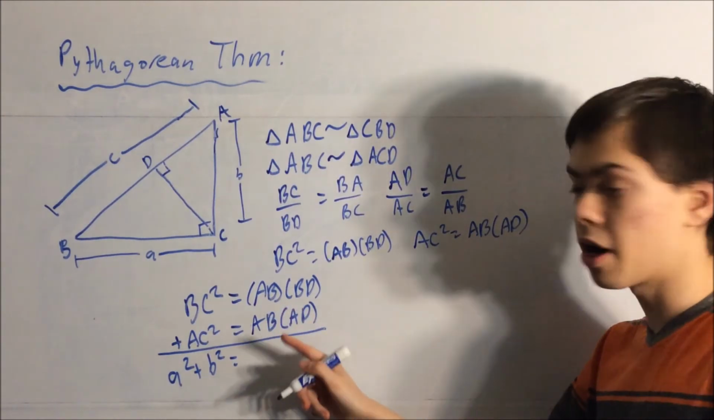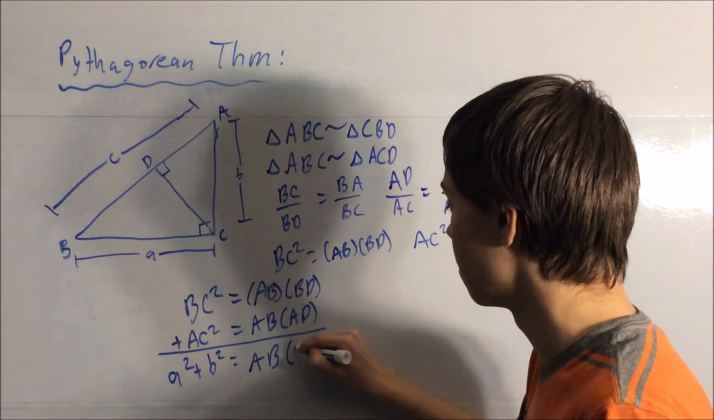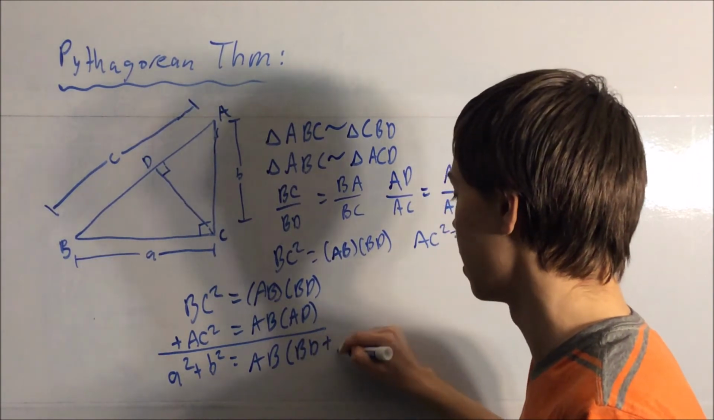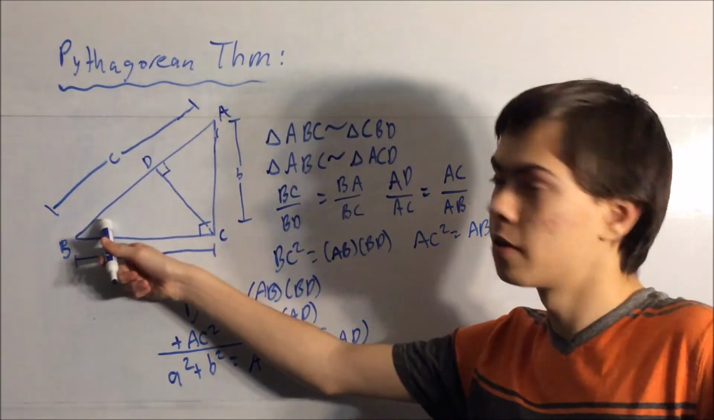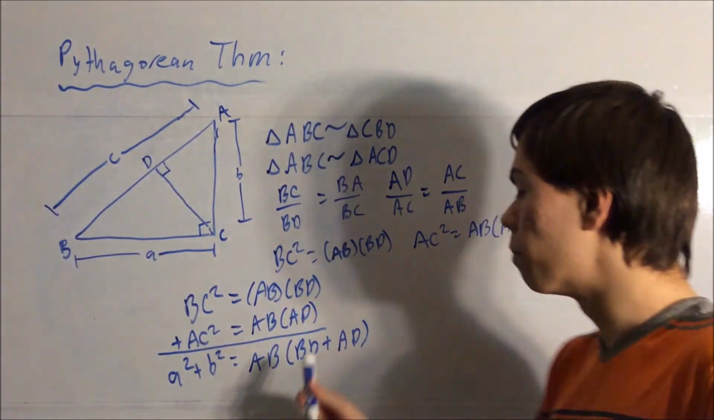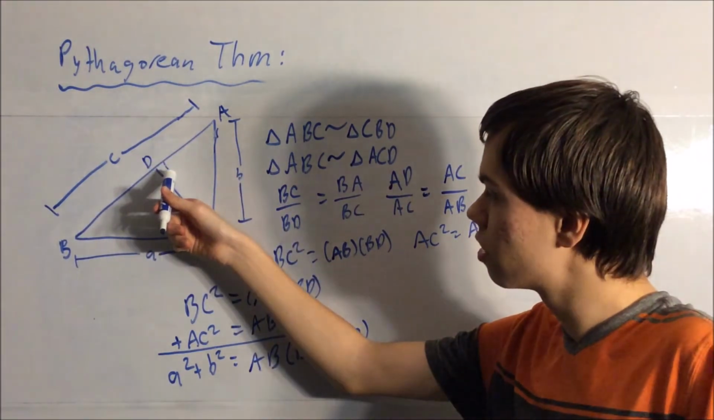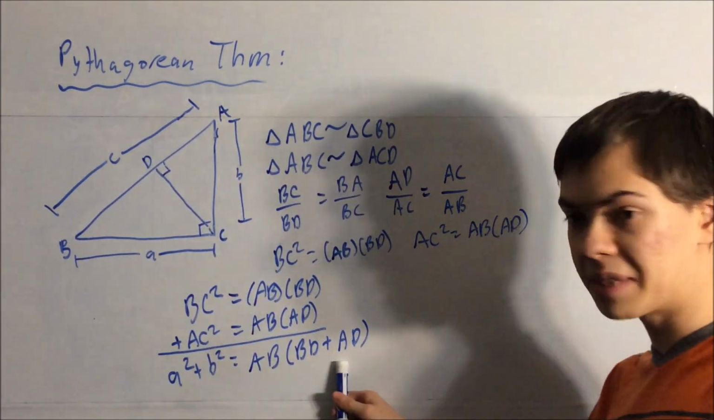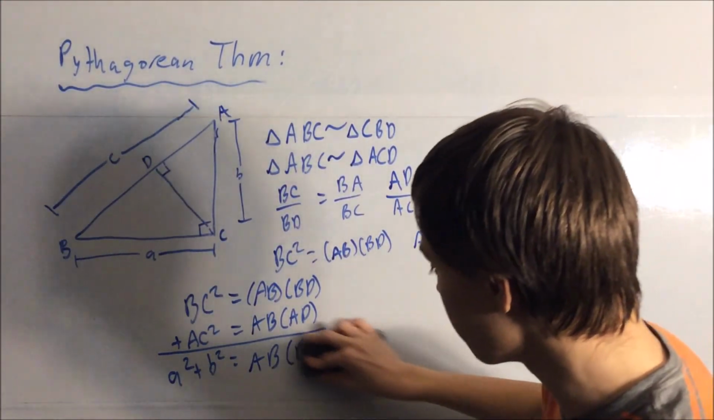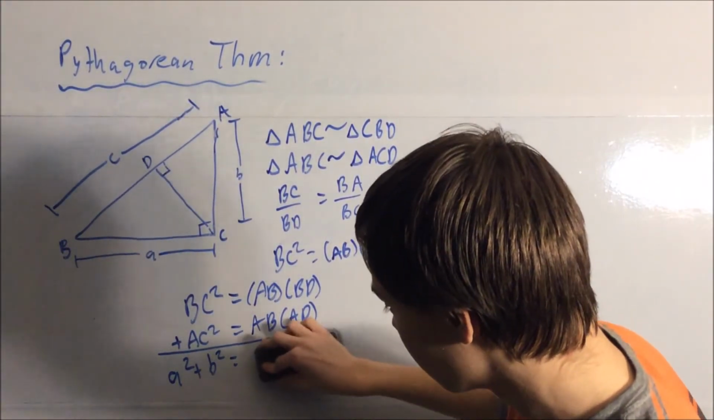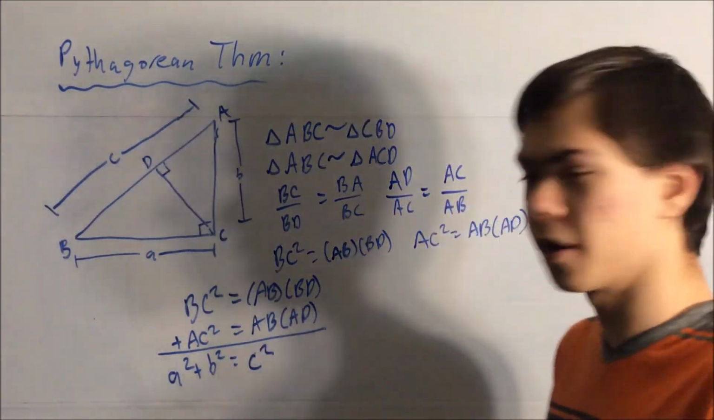Notice how right here I have AB, I could factor out AB, and I'm left with BD plus AD, right? Now AB is C, right? This is C. But isn't BD plus AD also C? So this is just C times C, or C squared. So A squared plus B squared equals C squared.